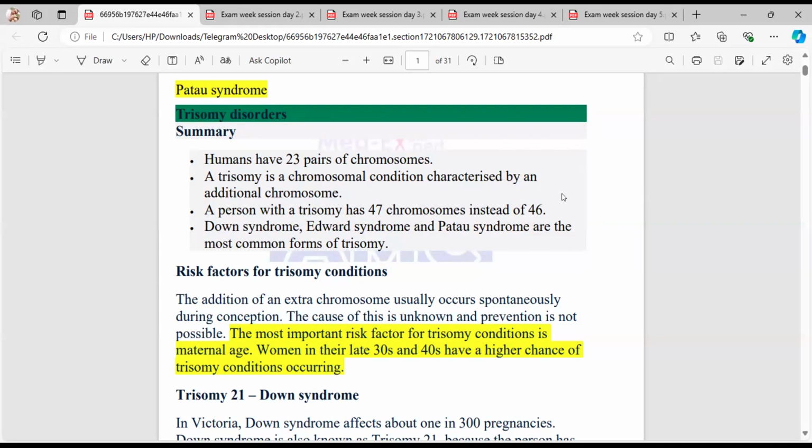Okay, doctor. So these are the trisomy disorders. Summary: humans have 23 pairs of chromosomes. A trisomy is a chromosomal condition characterized by an additional chromosome. So a person with a trisomy has 47 chromosomes instead of 46. So this is the thing.